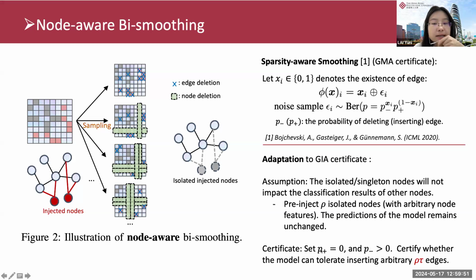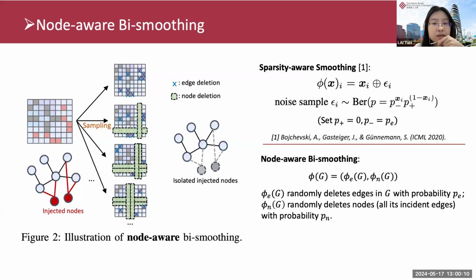Then we can set p plus to 0 and p minus greater than 0. It means that we only randomly delete edges in the graph. Then we can certify whether the model can tolerate inserting arbitrary tau edges. The certification is based on the condition that all inserted edges might be deleted during the randomization. However, the probability is very small. To increase the probability, a more suitable randomization is required.